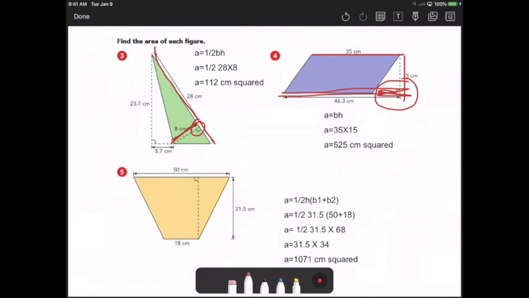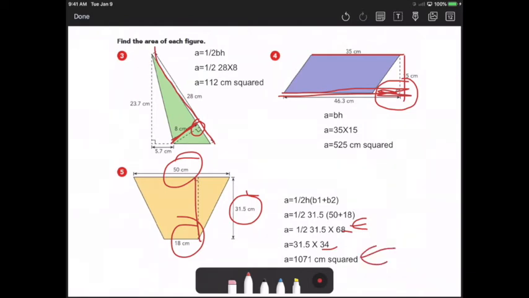Trapezoid is 1/2 height times B1 plus B2. So half, the height is right here, which is 31.5, times B1 plus B2. So you get 68 when you add them. I took half of 68, so I got 34. So 31.5 times 34 is 1,071 centimeters squared.